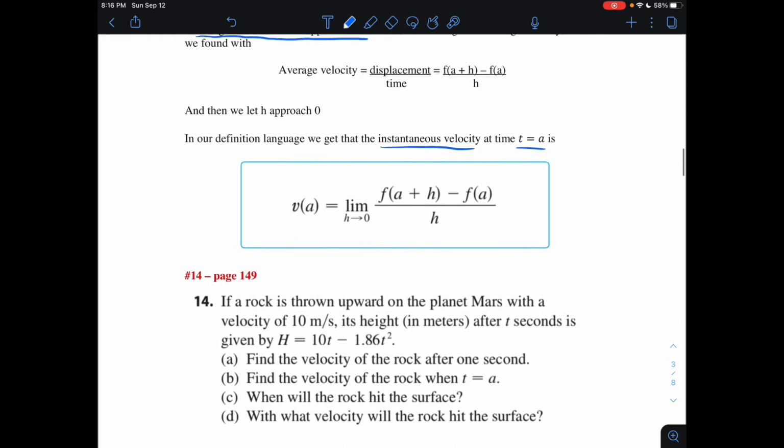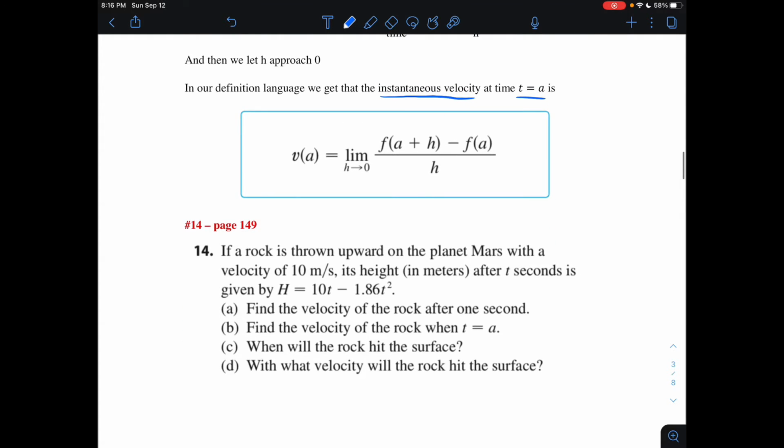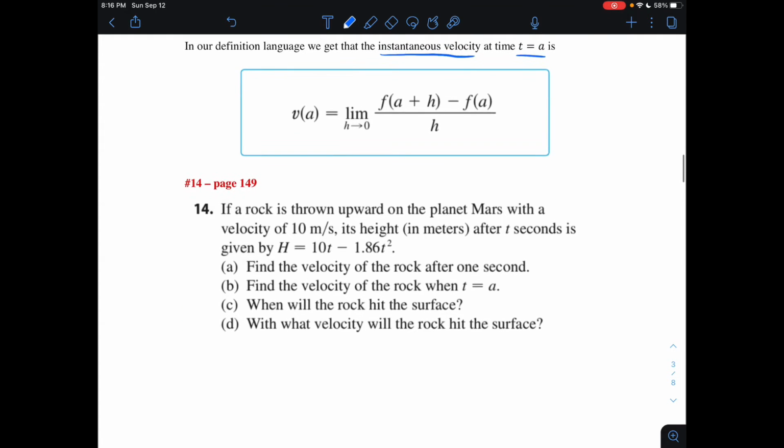So let's revisit a similar problem to what we saw at the beginning of chapter 2. Number 14 on page 149. If a rock is thrown upward on the planet Mars with a velocity of 10 meters per second, its height in meters after t seconds is given by capital H equal to 10t minus 1.86t squared. So first, part A, find the velocity of the rock after 1 second.